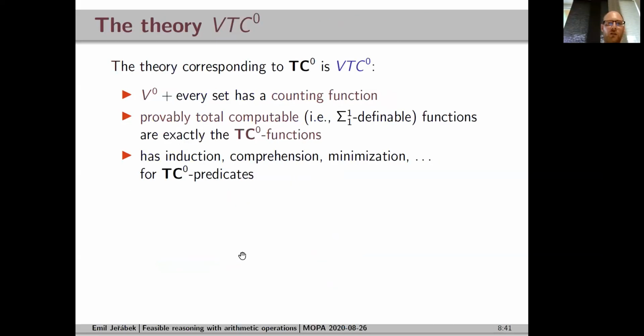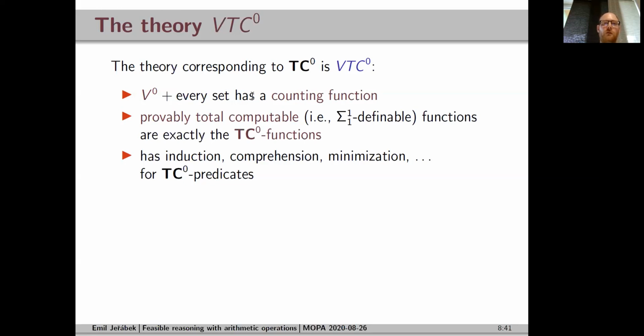So then the theory VTC0 consists of V0, which is the theory that I just defined, plus an extra axiom which says that every set has a counting function. So basically, since we want to compute something like majority, we want to have an axiom that for every set we can count the number of elements in the set.